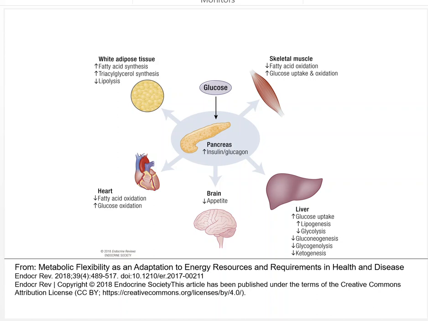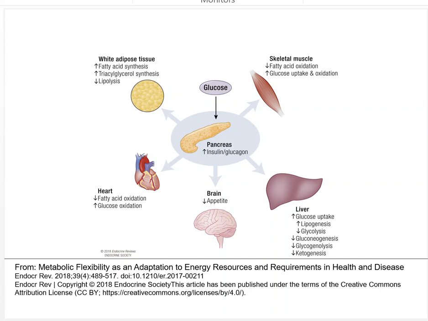This is a great slide from an article on metabolic flexibility that appeared in Endocrine Reviews, August 2018, volume 39. The author is Ruben Smith. I really like it because it encapsulates what happens with the intake of glucose. Metabolic flexibility is a term that's very important to understand.